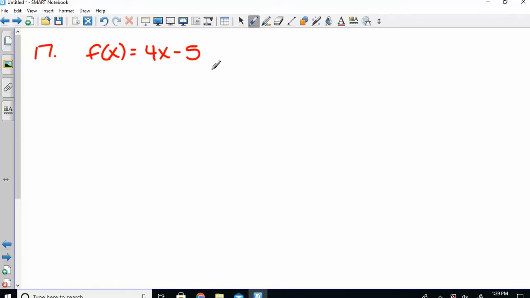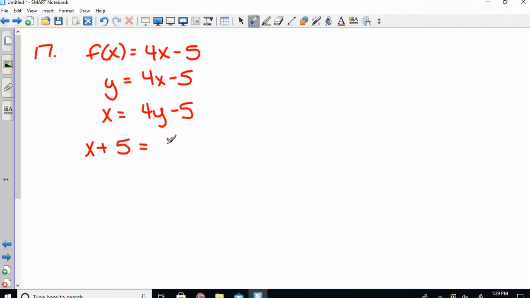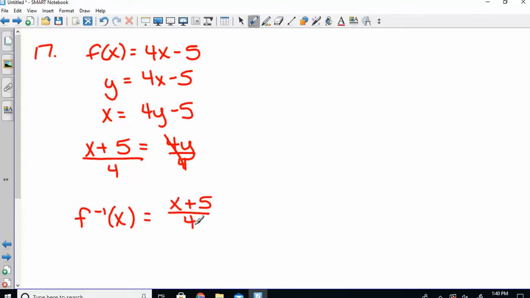Instead of f of x, we write a y, and then we're going to switch x and y. So it'll be x equals 4y minus 5. Then you solve for y. So we add the 5 over, divide by 4. At the very end, instead of y, we write f inverse of x. And so we get x plus 5 over 4.